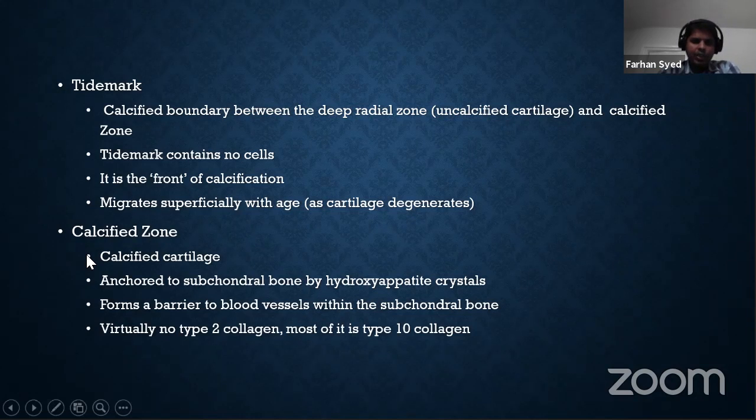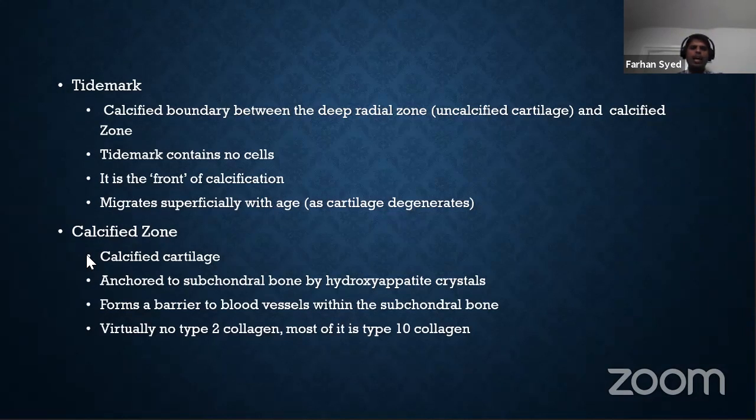Coming to the calcified zone or the calcified cartilage, this is the attachment of the cartilage to the subchondral bone. It forms a barrier to the blood vessels from the subchondral bone entering into the cartilage, which takes us back to the point of cartilage being avascular. There's virtually no type 2 collagen present in the calcified zone. The collagen present here is type 10 collagen.